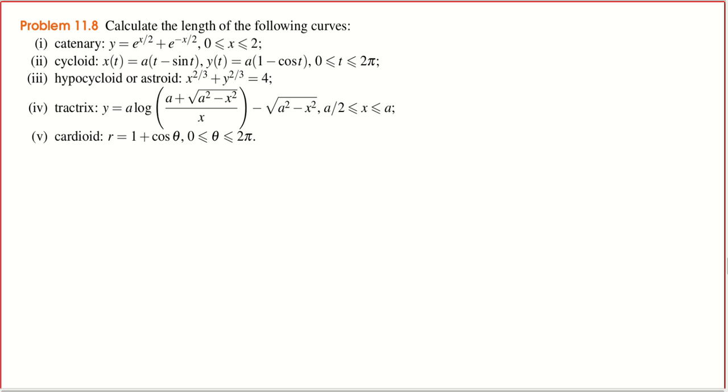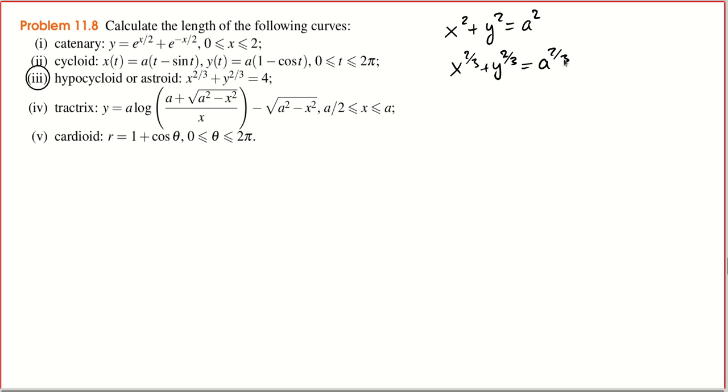The next curve we want to calculate the length of is an astroid, or hypocycloid. It's described by this equation here. If you look at it, it's pretty similar to the equation of a circle, right? x squared plus y squared equals a squared, only that this exponent is different from 2. It's actually 2/3. So it would be like x to the 2/3 plus y to the 2/3 equals a to the 2/3.